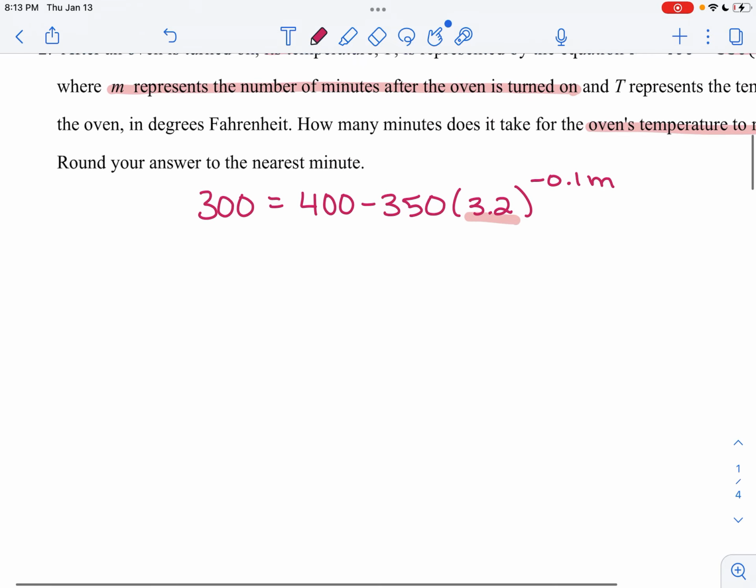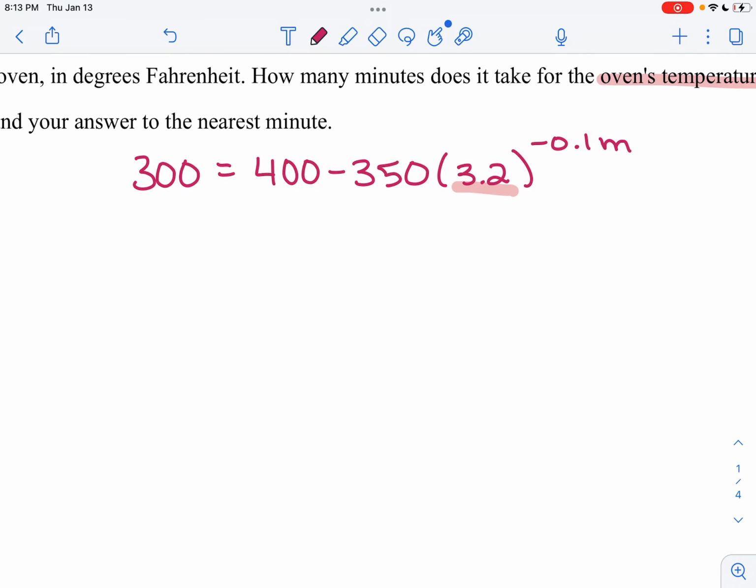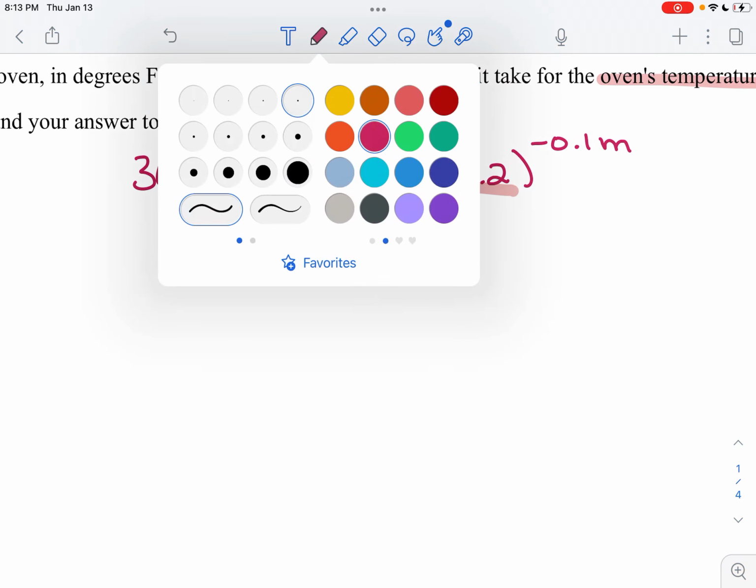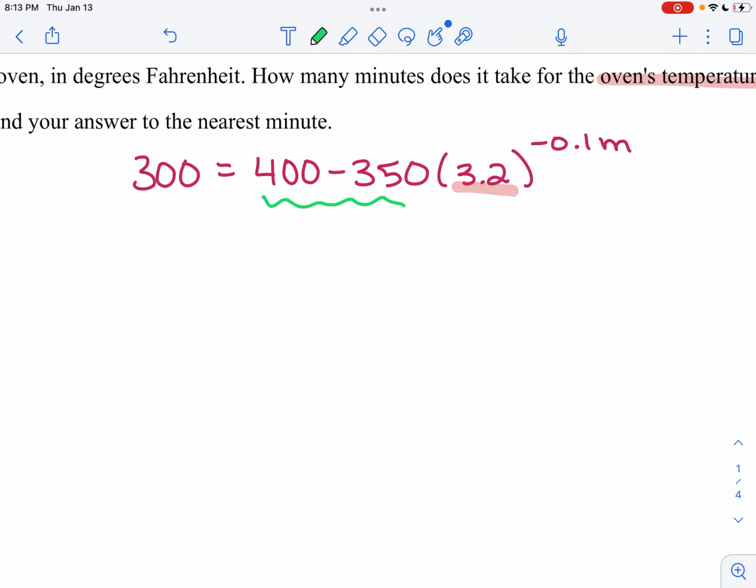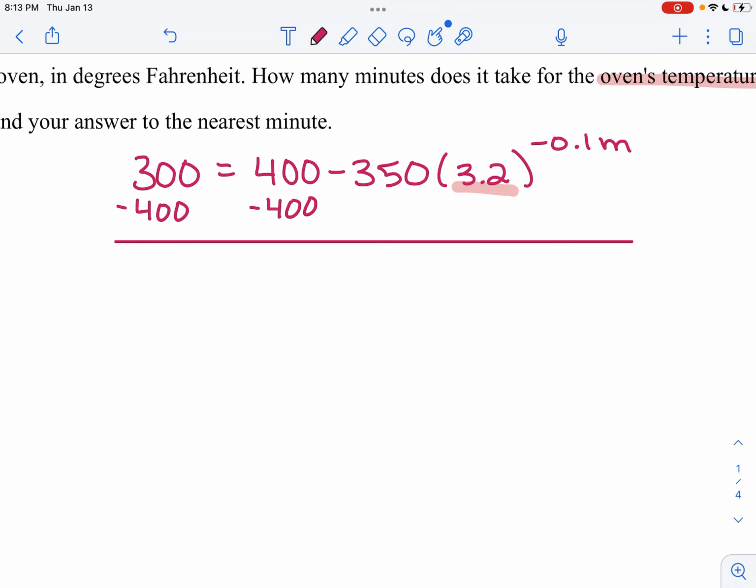So I need to start undoing some operations here. It is very, very tempting to want to do something here and say that this is 50, right? But unfortunately, these are not like terms, because the negative 350 is being multiplied by the 3.2 raised to the power. So the only option I have to start undoing these operations is to subtract the 400. If you fell into that trap and you have a 50 there because you subtracted, you are not alone. That is one of the more common mistakes to make here.